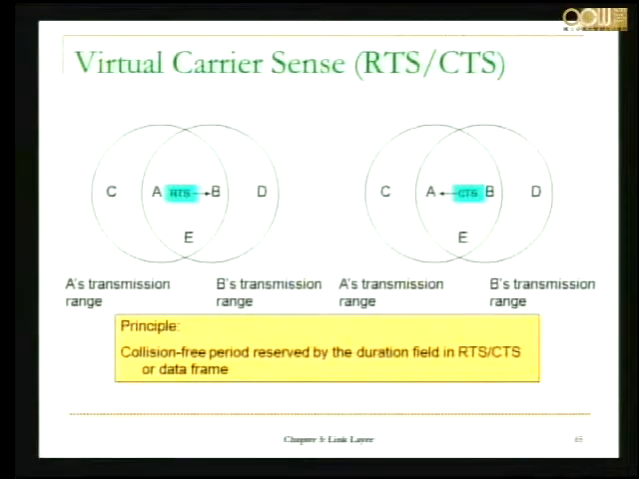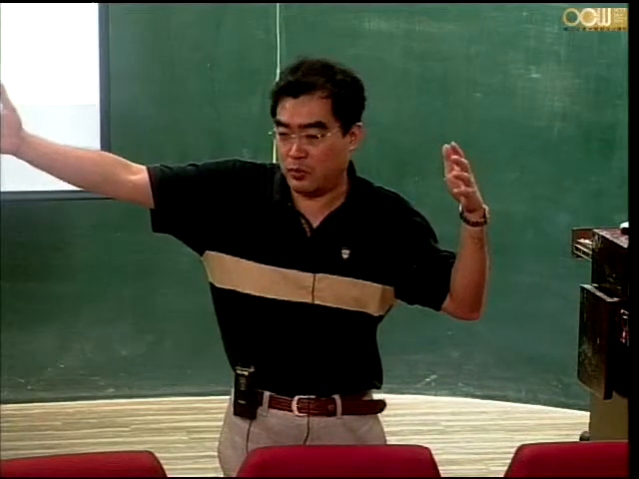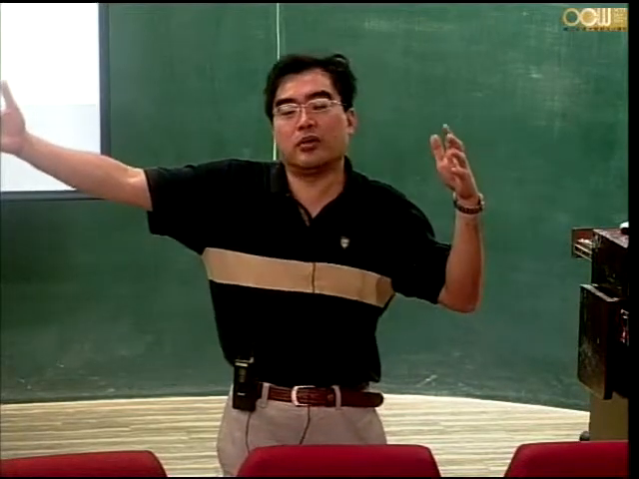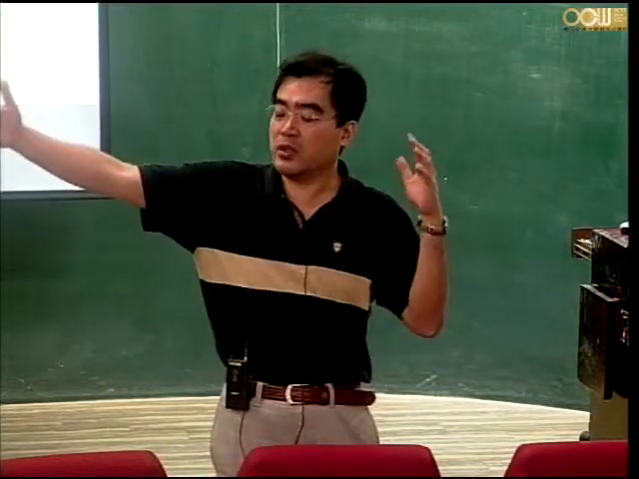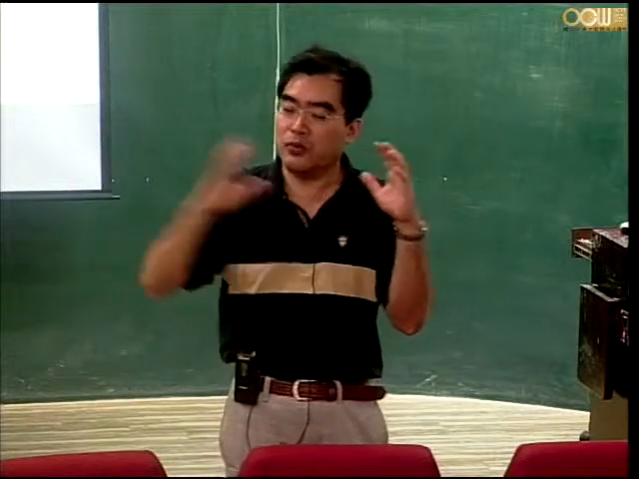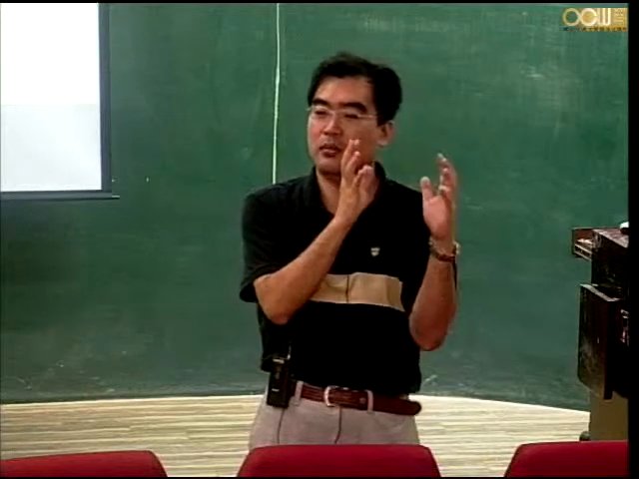Request to send and clear to send. RTS-CTS stand for request to send and clear to send. The idea is this: if you want to send a big frame and it collides, it wastes a lot of bandwidth, right? So to protect this big frame in transmission, you start by sending a small frame.